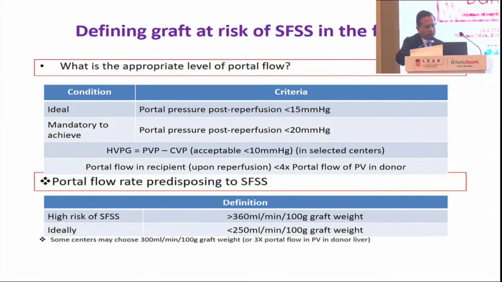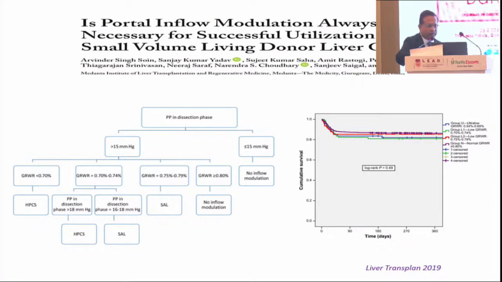And this is what again the ILTS has recommended, that it is mandatory to achieve a post-reperfusion pressure of less than 20 and ideally less than 15. So what we follow is, if it's more than 15, we generally do a hemi-portocaval shunt, and we published this a few years ago in Liver Transplantation, where we showed similar results with a lower GRWR and a hemi-portocaval shunt as compared to the control group with a good GRWR.